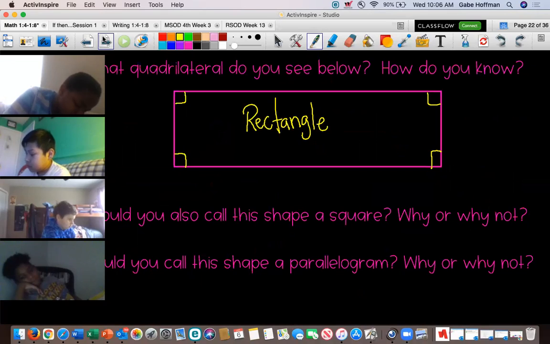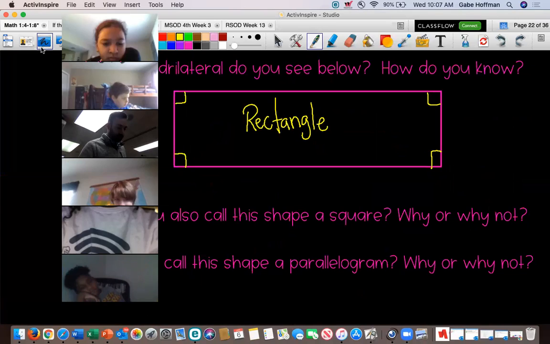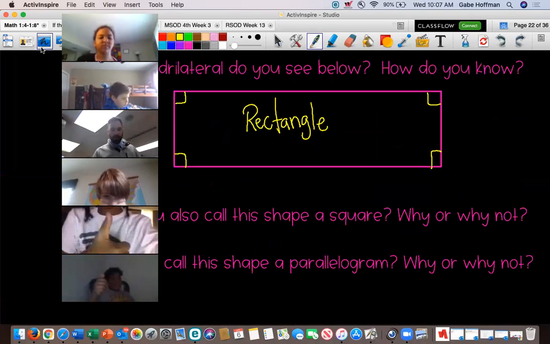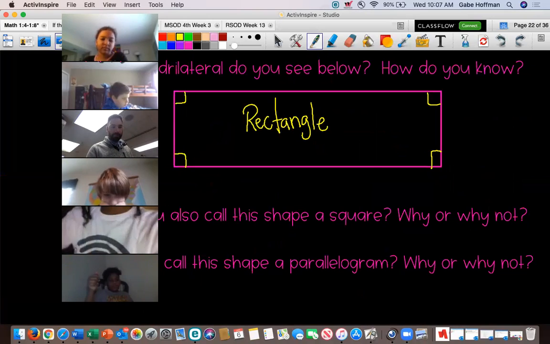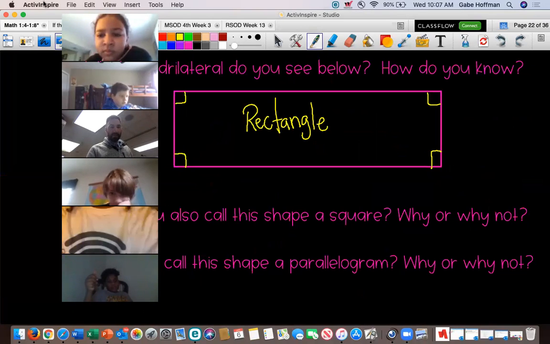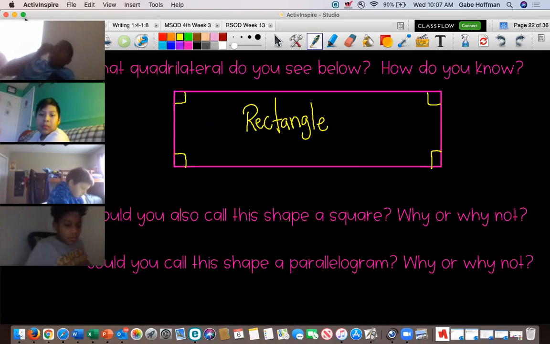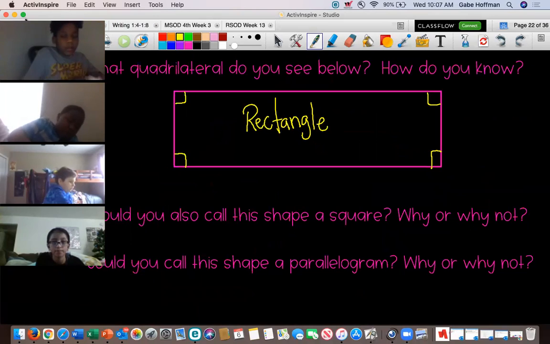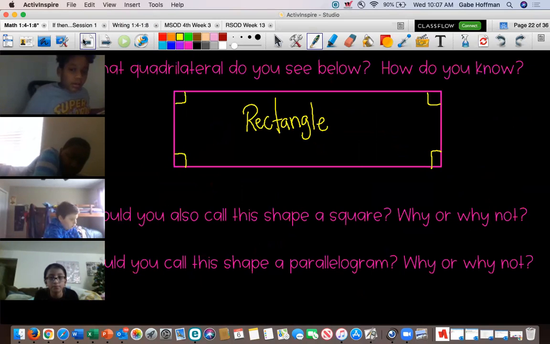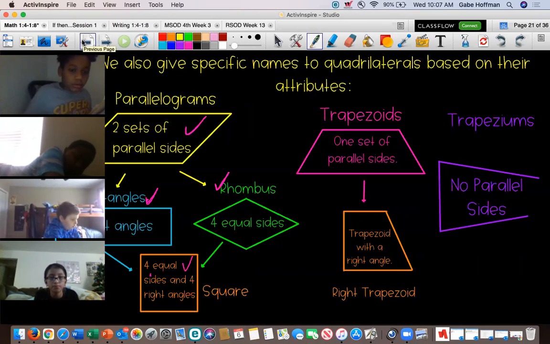Could we call that rectangle a parallelogram? Give me a thumbs up or a thumbs down. Could we call it a parallelogram? Yes. Clay, why can we call that a parallelogram? We can call that a parallelogram because even though all the sides aren't equal, there's two sets of parallel sides.